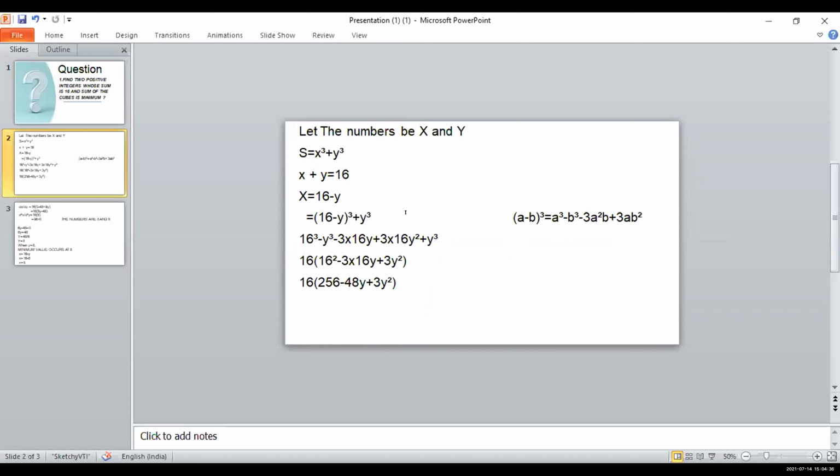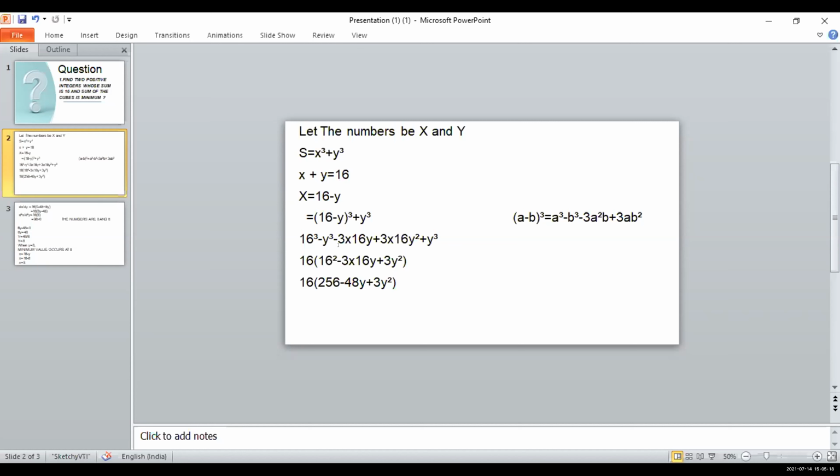So x plus y is equal to 16, and in that equation we are bringing y to the right side. So x is equal to 16 minus y. We are substituting in the first equation: 16 minus y whole cube plus y cube. So (a minus b) whole cube is equal to a cube minus b cube minus 3a square b plus 3ab square. Using that we get 16 cube minus y cube minus 3 into 16 square y plus 3 into 16 y square plus y cube.